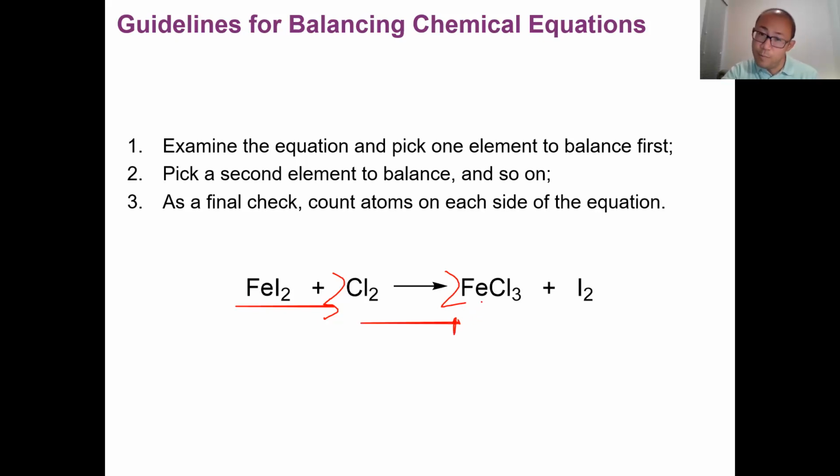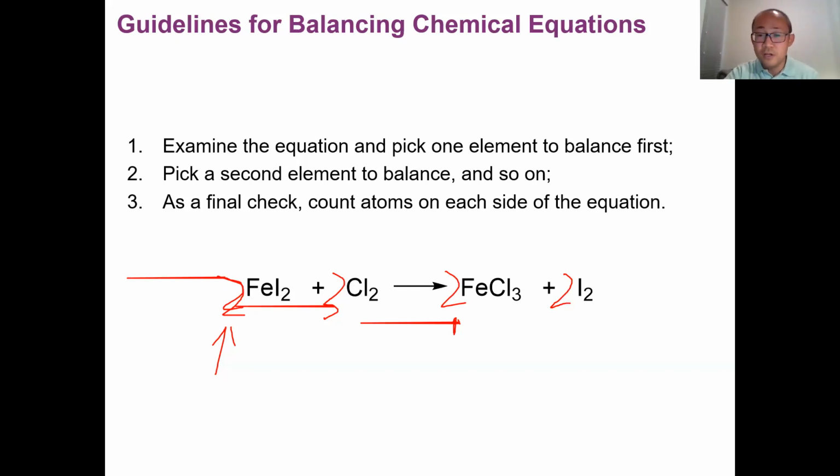After I balance chlorine, I know the 2 in front here changes the number of iron to 2. So I need to put a 2 in front of this iron as well, because I need to balance iron. Now, after I put iron 2 here, the number of iodine changes to 4, 2 times 2, which is 4. So I change this one to 2 as well. After that, I think our equation is balanced.